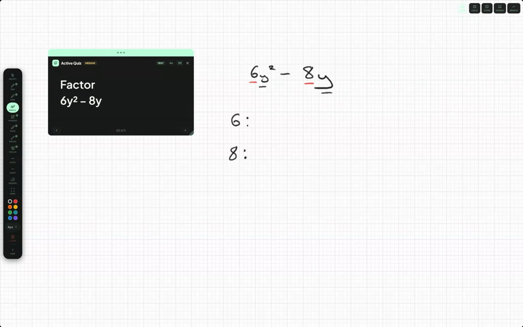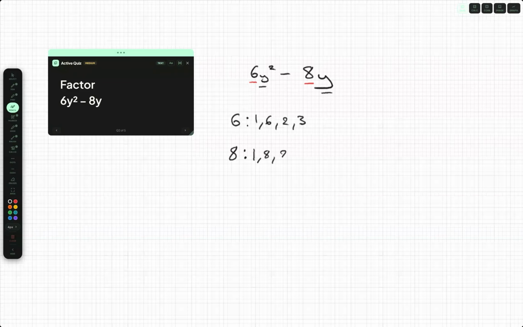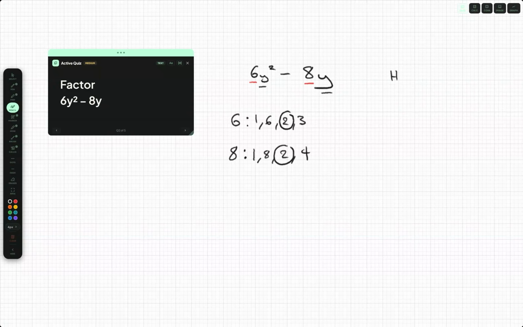Okay, so let's start out by listing our factors. So what are the multiples of 6 and 8? Well, we've got 1 times 6 and we've got 2 times 3. And that's us done. And then for 8, it's 1 times 8 and it's 2 times 4. So the highest numerical common factor we have is this 2.